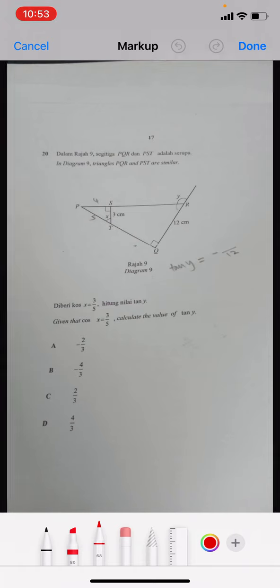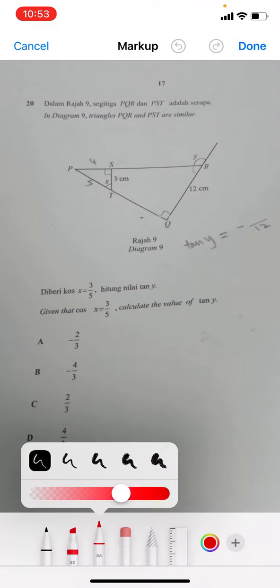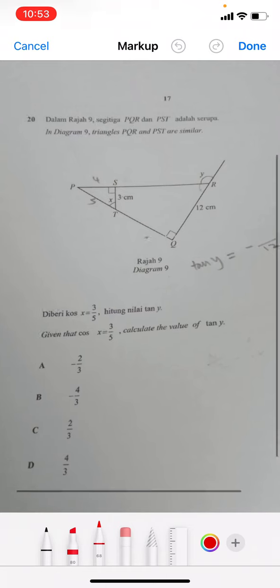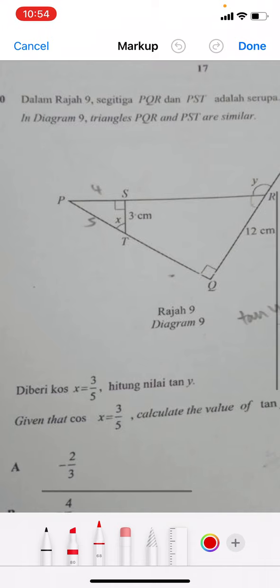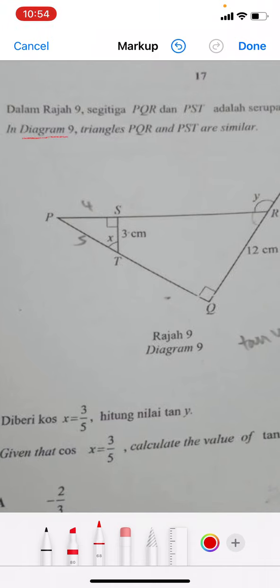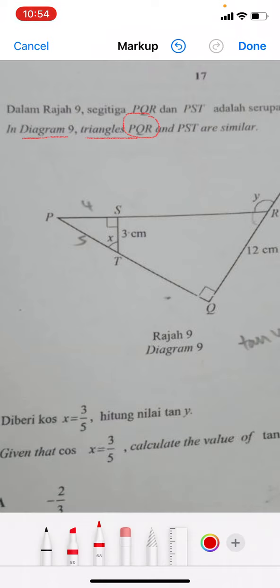Today I would like to share with you one question regarding trigonometry and also congruency. Right, so this question involves two important skills. One is trigonometry and the other one is congruency of triangles. So in Diagram 9, triangle PQR, let's highlight PQR. We have to focus on the important keywords. Okay, the important keywords are PQR and PST.